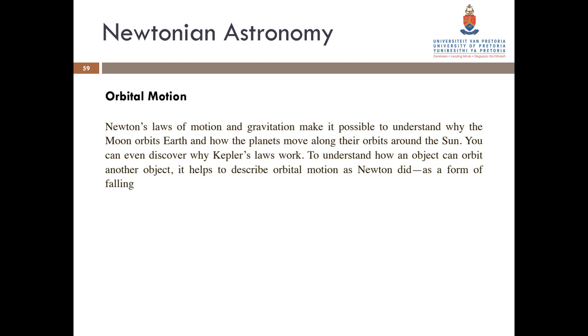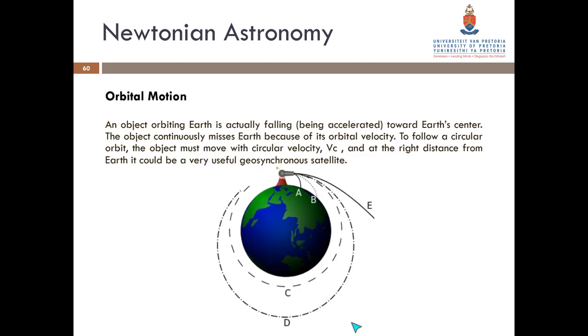So the next thing we need to take a look at is orbital motion. Newton's laws of motion and gravitation make it possible to understand why the moon orbits Earth and how the planets move along their orbits around the sun. And you can even discover why Kepler's laws work. To understand how an object can orbit another object, it helps to describe orbital motion as Newton did, as a form of falling. An object orbiting Earth is actually falling, being accelerated towards Earth's center. So the object continuously misses Earth because of its orbital velocity.